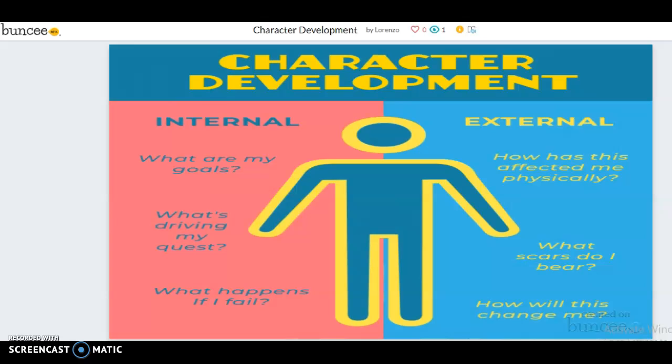So when we talk about character development, we talk about two things. We talk about internal character development. In other words, what are their goals? What's driving the character's quest? What happens if the character fails? And then when we talk about external parts of character development, we talk about how this affected the character physically, what scars do they have from it, and how will it change them?